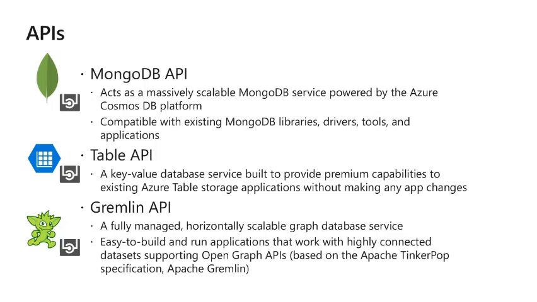Gremlin API in Azure Cosmos DB is a fully managed, horizontally scalable graph database service that makes it easy to build and run applications that work with highly connected datasets, supporting Open Graph APIs based on the Apache TinkerPop specification. So you have 5 different APIs that can access Cosmos DB.